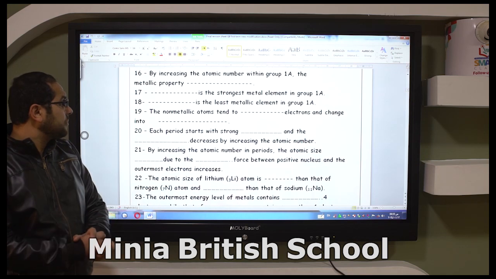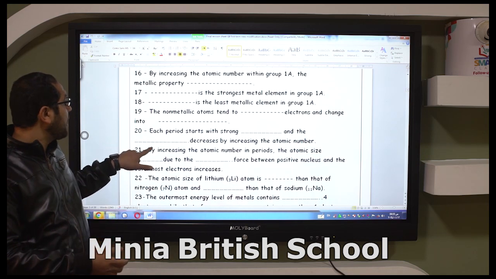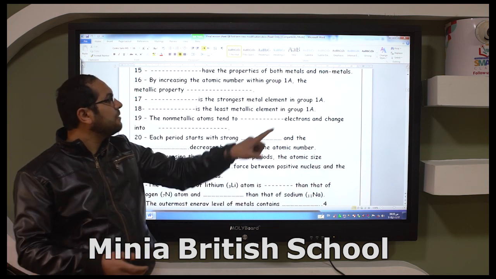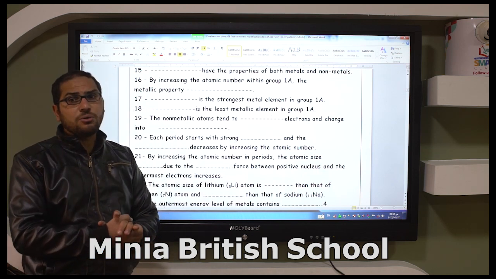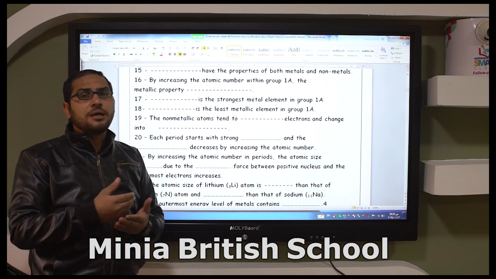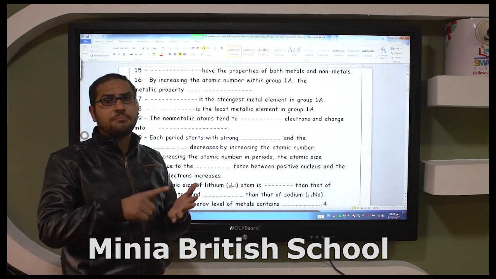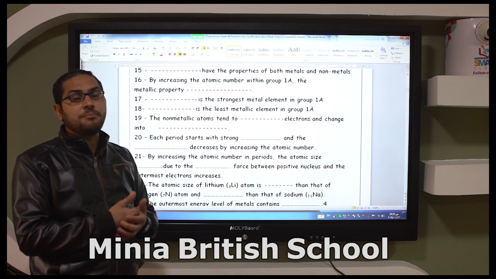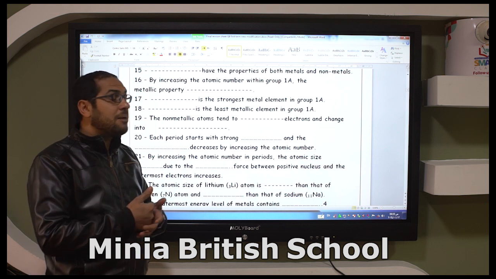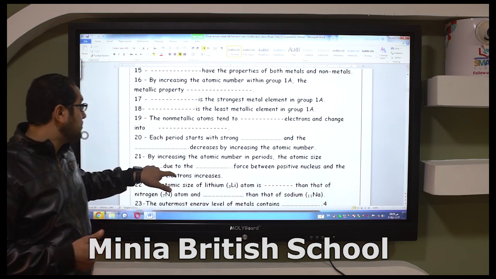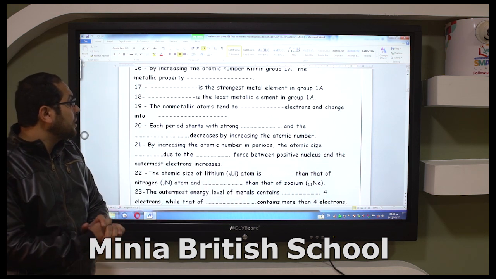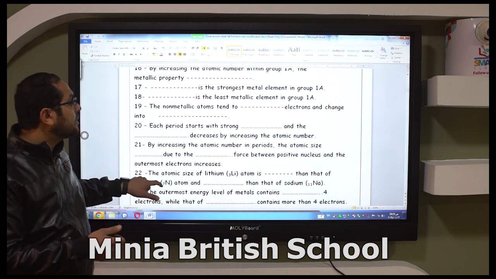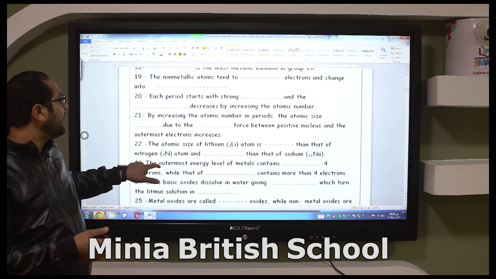Number 18, what is the least metallic element in group 1A? As you know, group 1A contains many elements such as lithium, sodium, potassium, rubidium, cesium. The least active one is lithium. The most active one is cesium. Non-metallic atoms tend to lose or gain electrons? They gain electrons and change into negative ions.